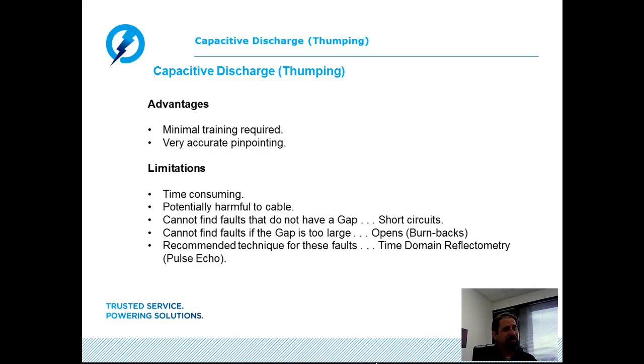Basically, you walk along the surface until you hear the thump emanating from the ground. Once you hear that thump and you can actually feel it on the sole of your shoe, you pretty much know that you are directly over the fault and you have the fault pinpointed.